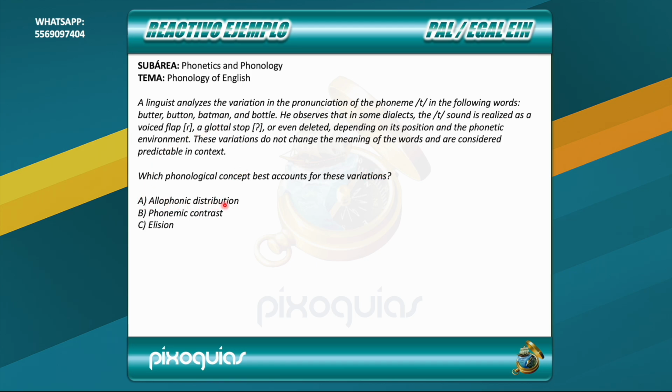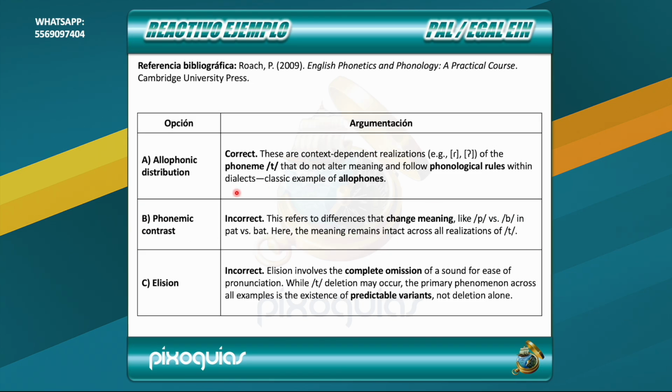A. Allophonic distribution. B. Phonemic contrast. Or C. Elision. The correct answer is A. Allophonic distribution. These are context-dependent realizations of the phoneme T that do not alter meaning and follow phonological rules within dialects, a classic example of allophones.